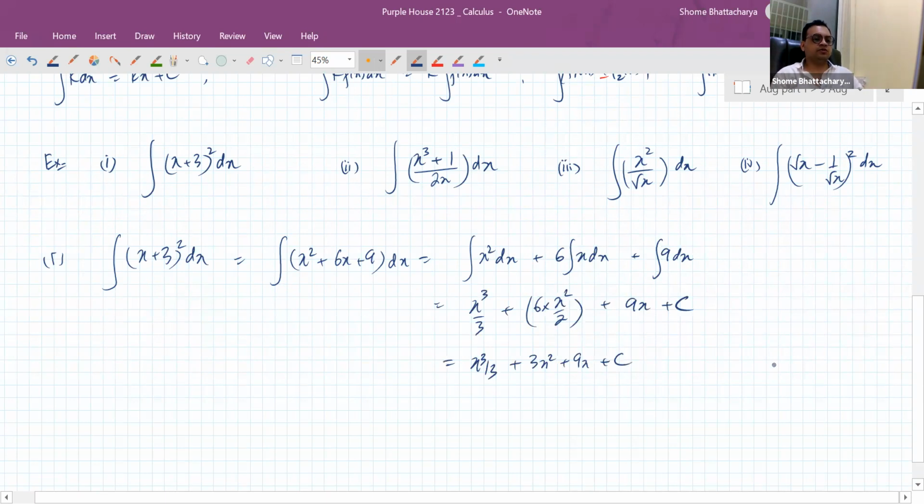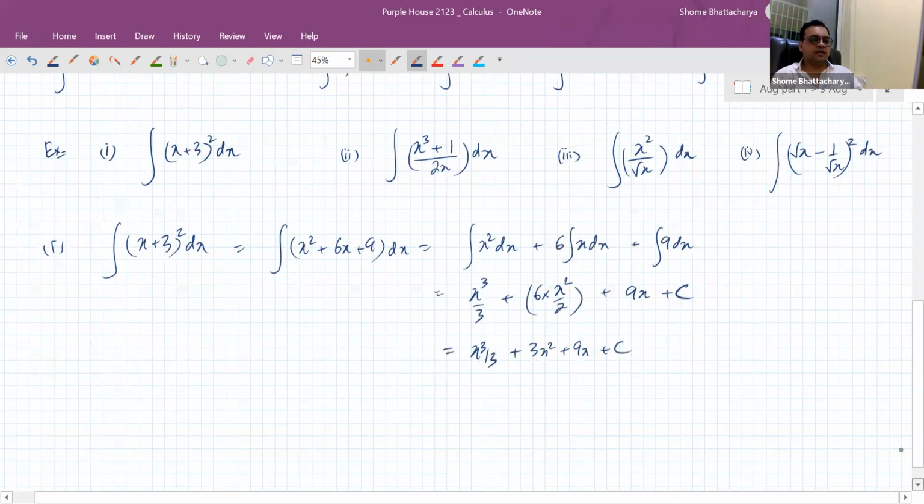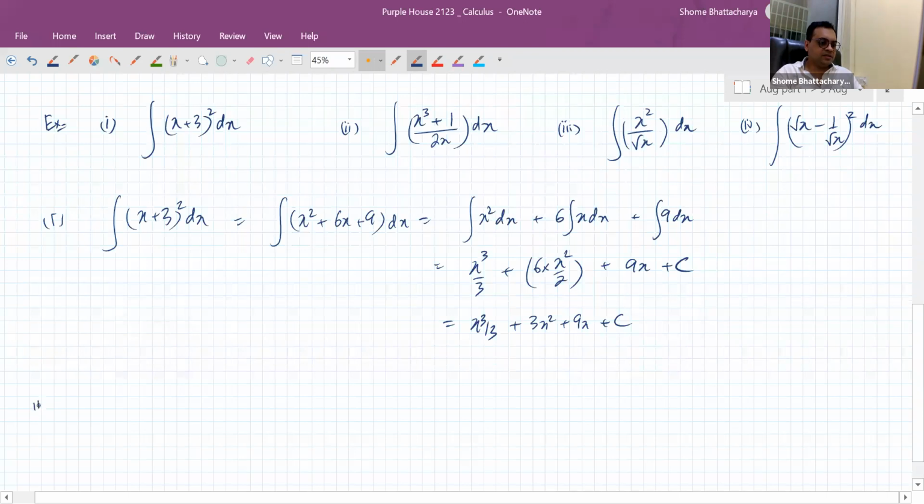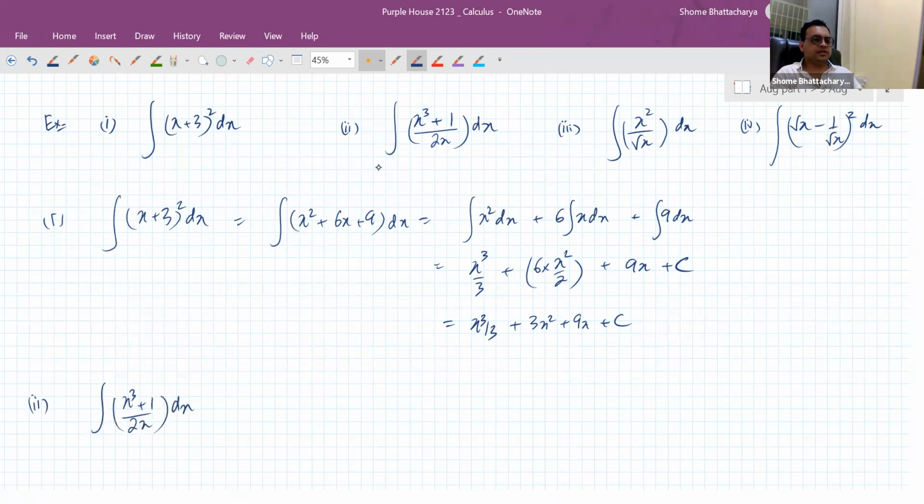Most of you got this correct, some of you got this partially correct also, but as you know, in science and maths, partially correct is unfortunately not good. So you need to get this 100% correct.